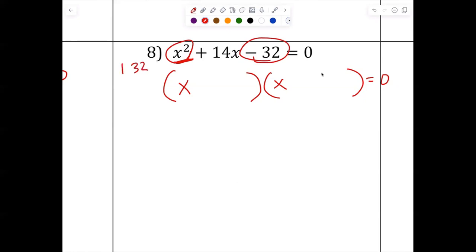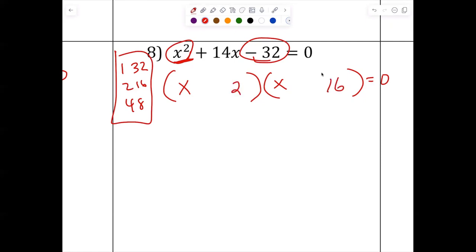There's 1 and 32. There's 2 and 16. There's 4 and 8. Now, the hard part is listing all the factors of 32, because not many people know the factors of 32. Right? So we're going to throw down a 2 and we're going to throw down a 16.